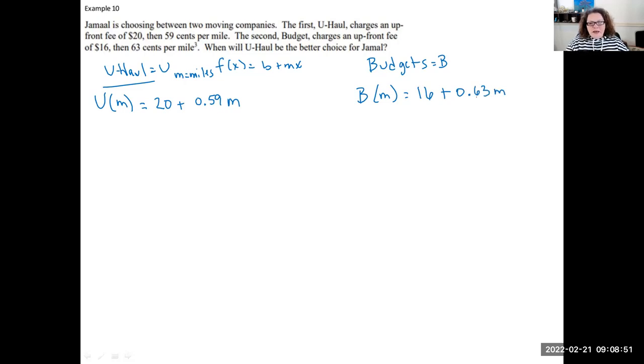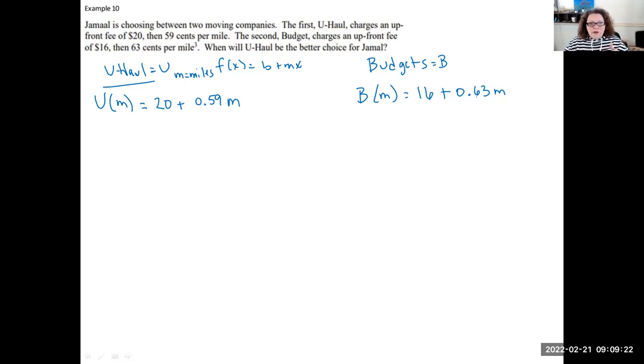And remember I said, I'm thinking up until they're equal, Budget's cheaper because it's only $16 for the initial value versus 20 for U-Haul. So I need to find out where they're equal, because after the point that they're equal, U-Haul will be the better deal. And this is what you could do in real life too. If you're moving, you could contact these two companies, or however many companies, and find out at what point they are equal.